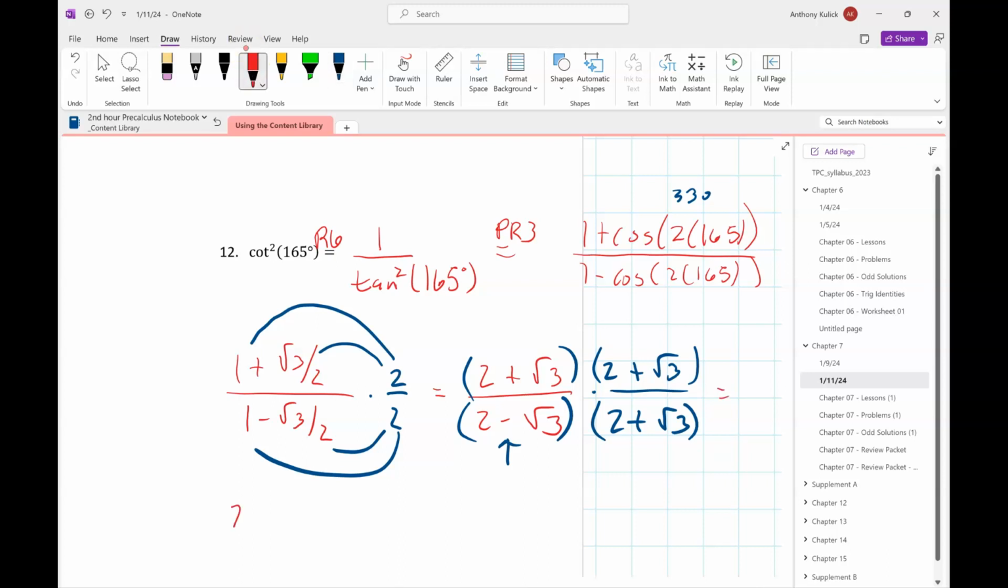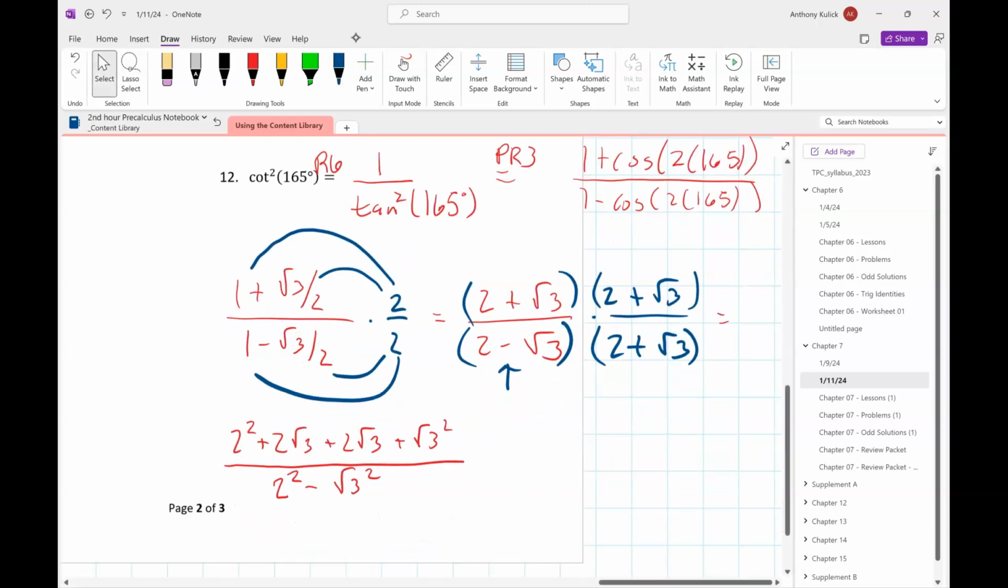So the numerator, I get 2 squared plus 2 root 3 plus 2 root 3 plus root 3 squared. The denominator, though, I can multiply that out. I could FOIL it. Or I could use that difference of 2 squares multiplication pattern from Algebra 2. That's what I'm going to choose to use, just because it makes life a little bit quicker. And that sounds pretty good to me.